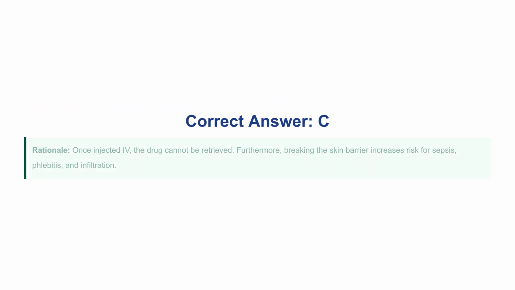What is considered a major disadvantage of the intravenous IV route of administration? The correct answer is C. The IV route is irreversible once administered, and breaking the skin barrier increases the risk of infection, such as phlebitis or sepsis.